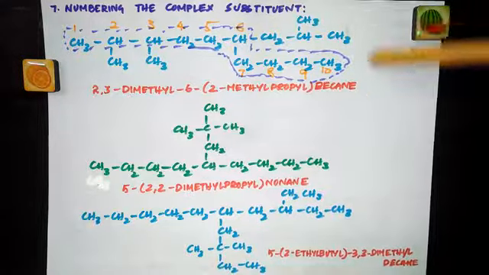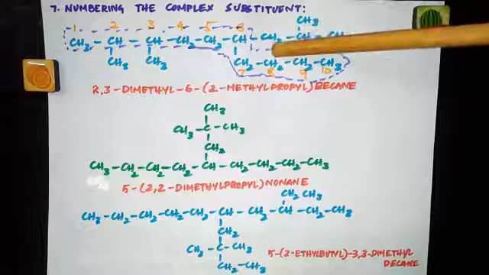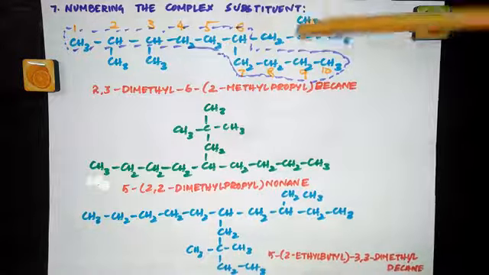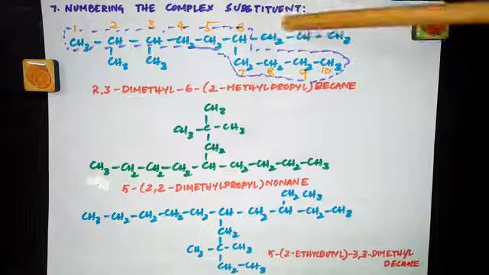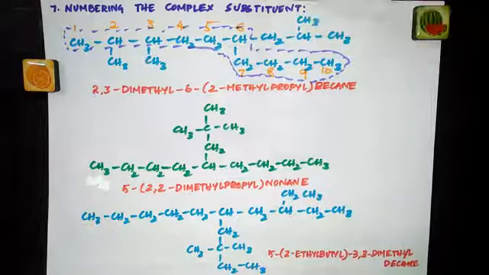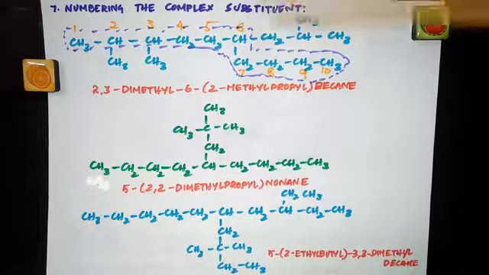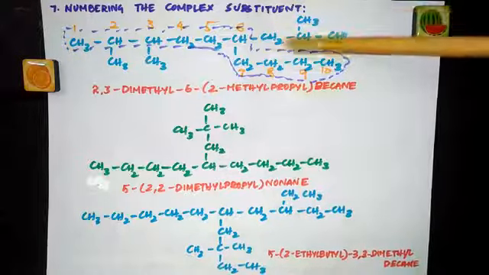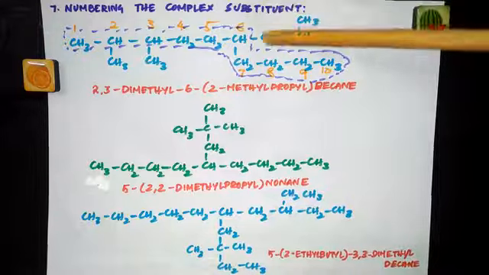If this is given as a separate compound, instead of CH2, if it is CH3, I would have named this as 2-methyl propane. But here, this is attached to this parent chain. So I have to call this 2-methyl propyl. It's not propane. Now this is not a complete alkane, it is an alkyl part.